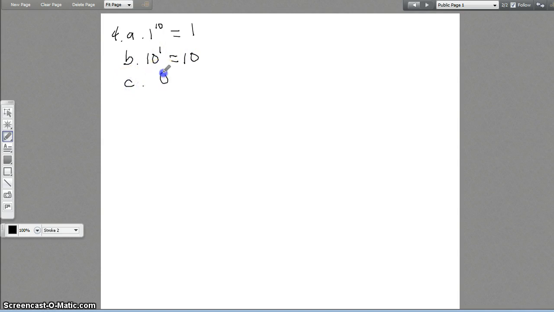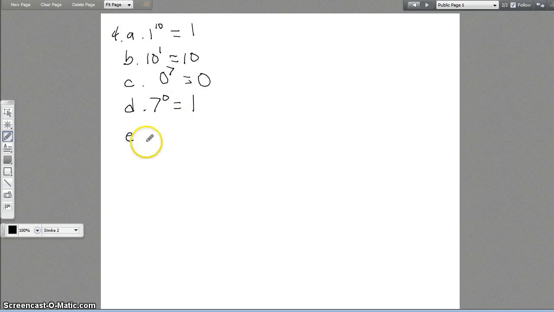For C, 0 to the 7th power. Well, 0 to any power is going to be 0 because no matter how many times you multiply 0 by itself, it's still 0. Okay, D, 7 to the 0th power. Okay, that's our special rule for the 0th power. Any number to the 0th power is just 1.